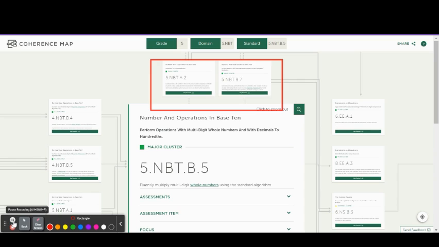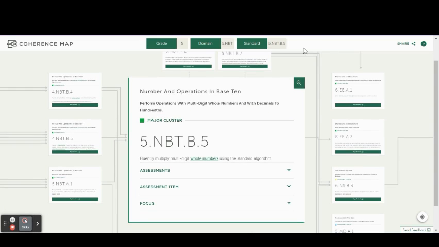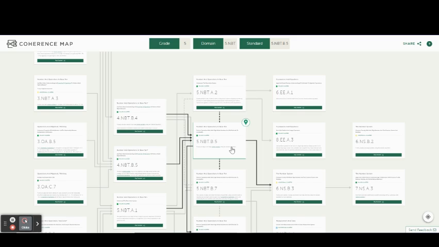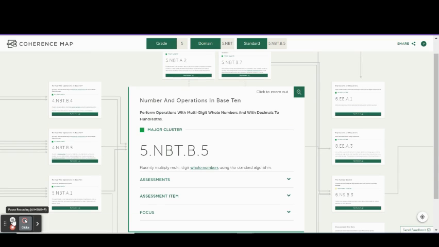You will also notice that there may be standards above your mapped standard that are connected with dashed lines. These are on-grade-level standards that are related to the standard that you have mapped. I also want to draw your attention to this little magnifying glass up here in the corner. When you press that, it expands out your map so that you can truly see the progression of mathematical ideas. And there's a little location icon so that you always know the standard that you mapped and you can get back there. So now that you know how the Coherence Map is structured, let's talk a little bit about how you can use it to make instructional decisions with small groups.